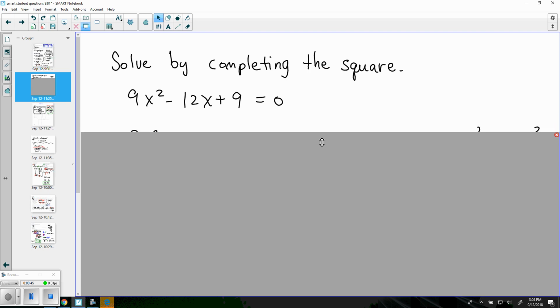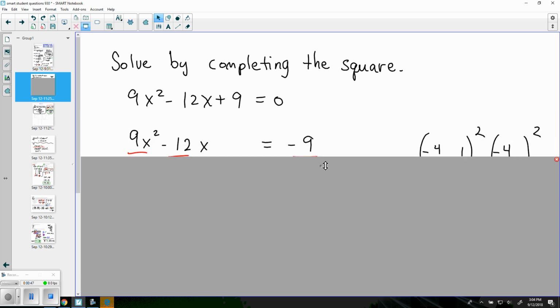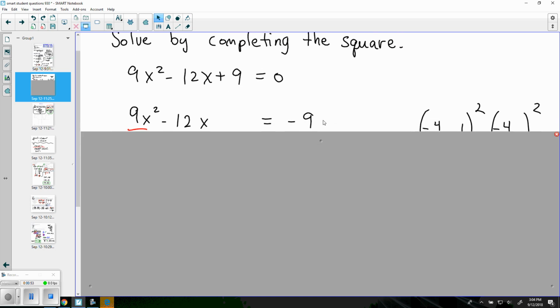So the steps here are to move the constant term over to the right, so you can see that -9 there, to make space for where you're going to complete this into a perfect square trinomial. Then, if you have a coefficient other than 1 like we do here, we will divide through to get a coefficient of 1.